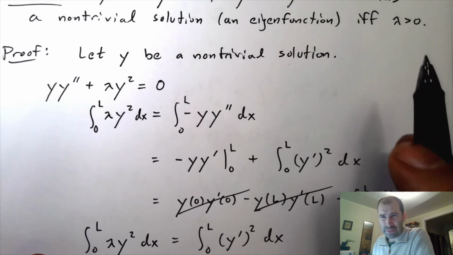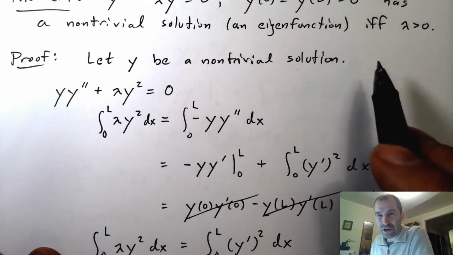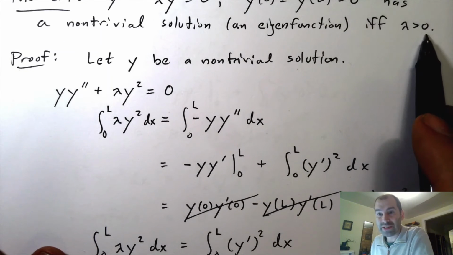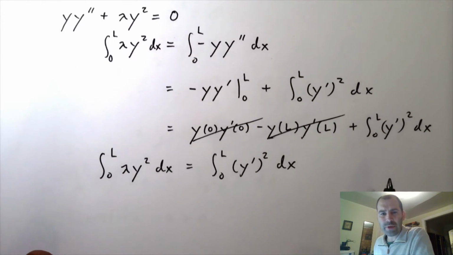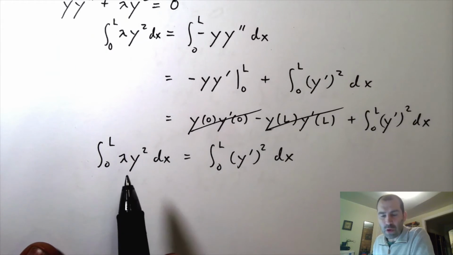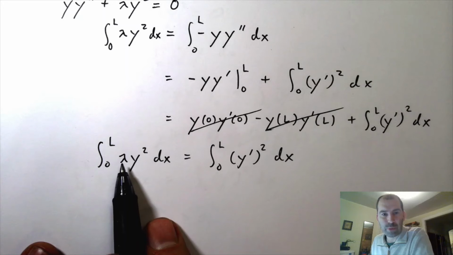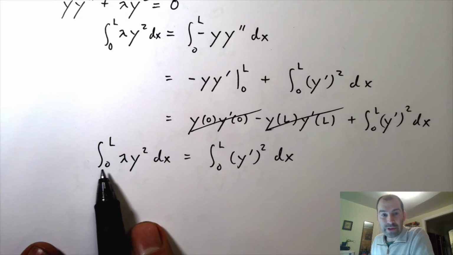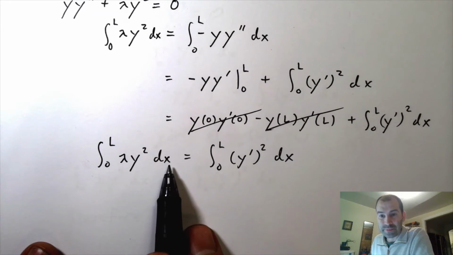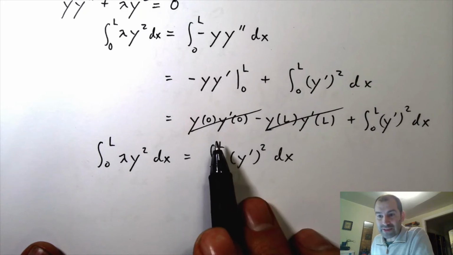Now we need to show something a little bit stronger than that. We need to show that lambda is positive. So why can't lambda be 0? Well, let's think what would happen if lambda were 0. If lambda were 0, then this whole left side is 0. But that means that the right side is 0.